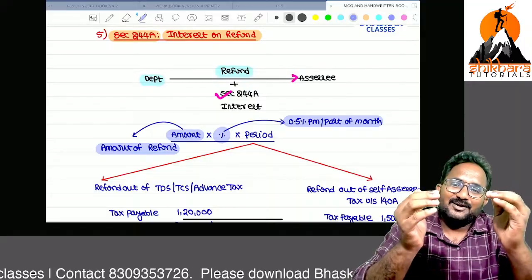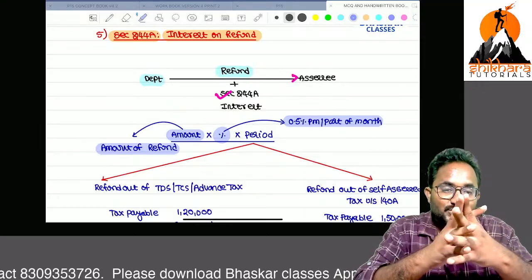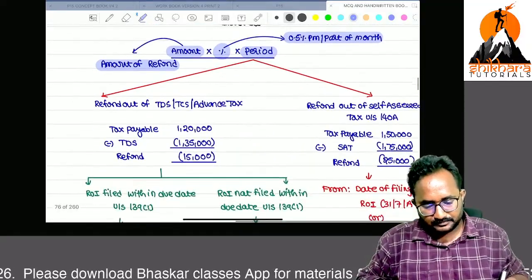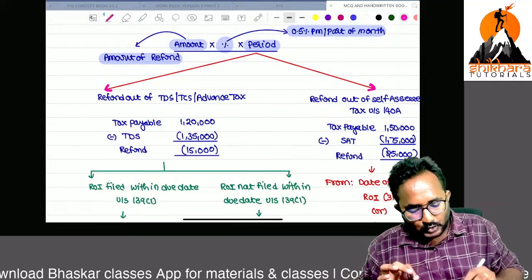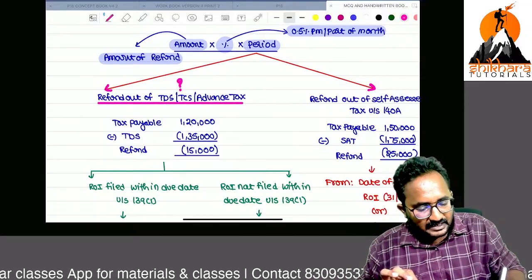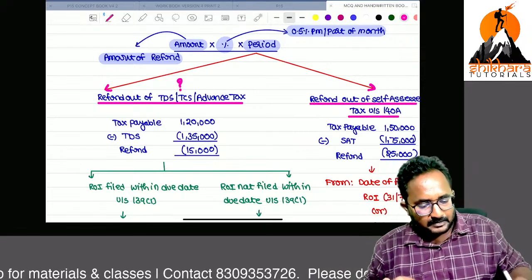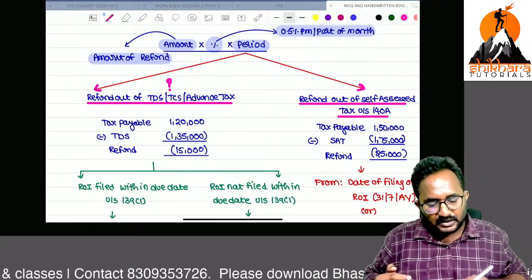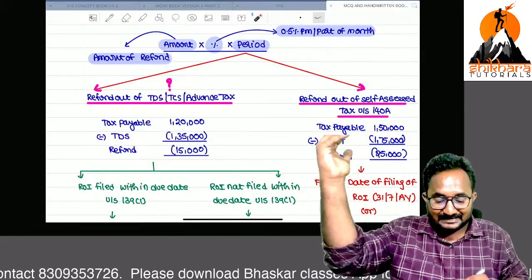Remember, at the time we are paying the interest, they ask 1%. At the time they are giving the interest, they give only 0.5% per month or part of a month. Now, the period is the only important thing in this question. First, for knowing the period, you have to ask whether the refund is given out of TDS, TCS, advance tax, or whether the refund is given out of excess self-assessment tax we already paid. For example, salaried assessees take the refund from which amount? TDS, TCS, advance tax, because they have already paid the tax in the form of TDS.